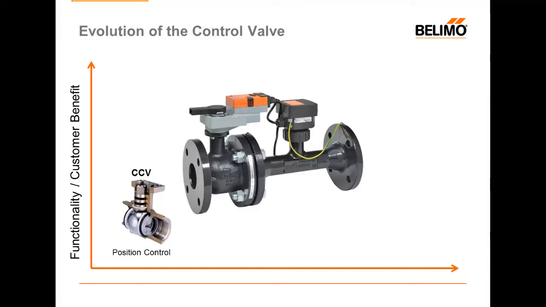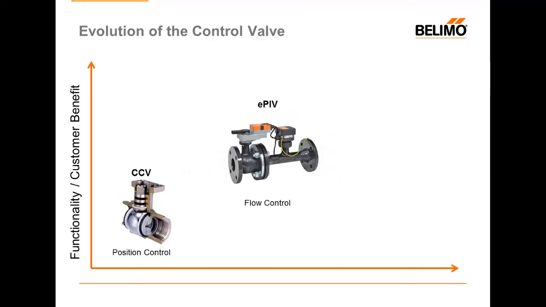So instead of a valve being halfway open at 50% of the control signal, we're now going to receive a specified number of GPMs every time we go to that same control signal. This is a vast improvement over position control valves, and that gives us much better control over our coils.